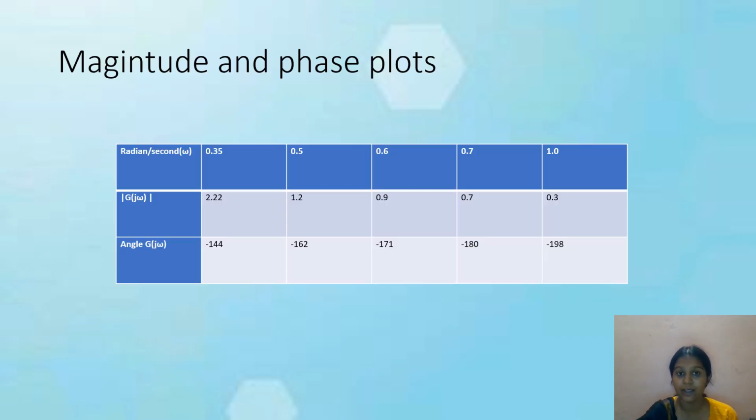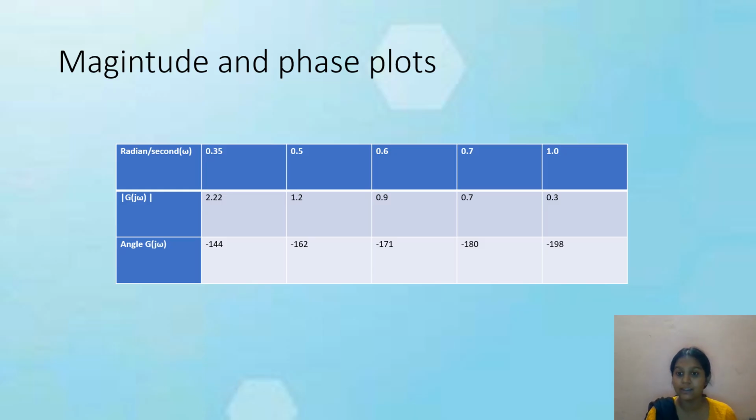No, before that we have to find the magnitude and phase of the given plots. By taking the radian per second, that is omega values of 0.35, 0.5, 0.6, 0.7 and 1.0, we'll get these magnitude and angle values.